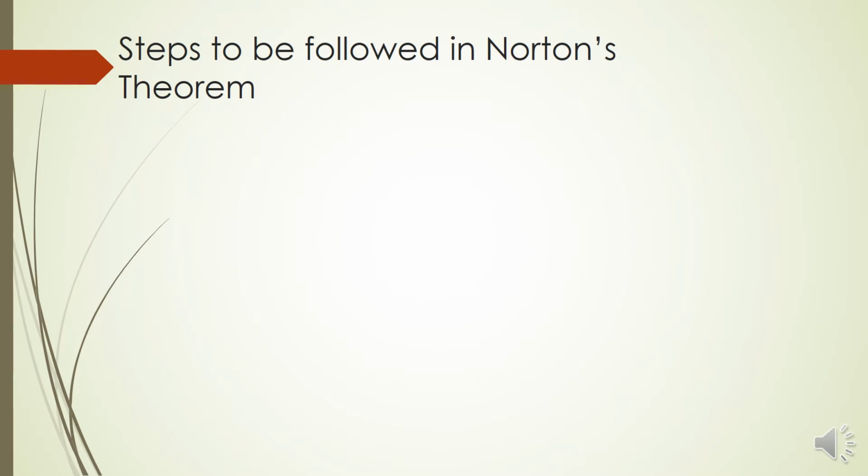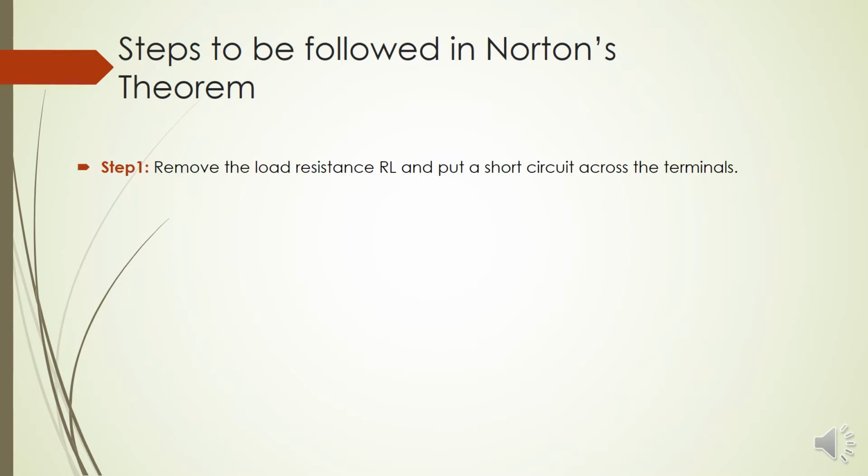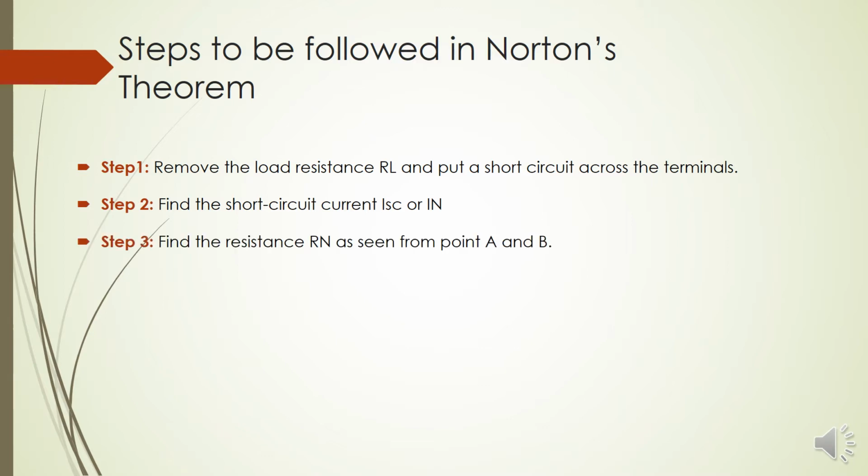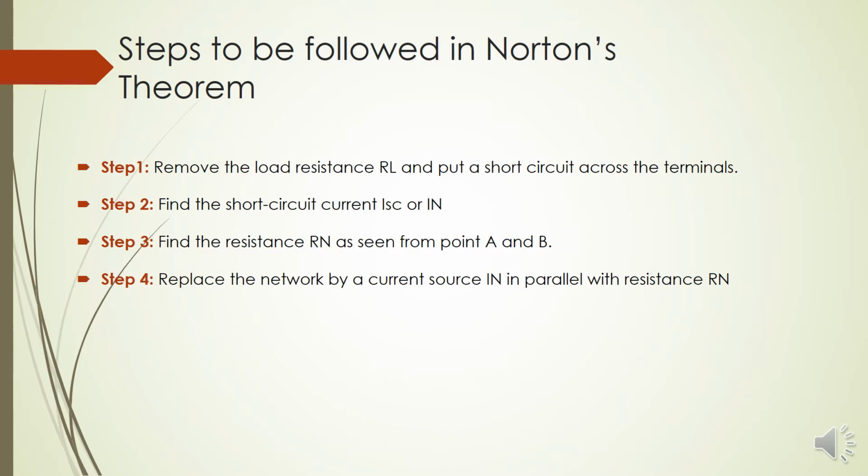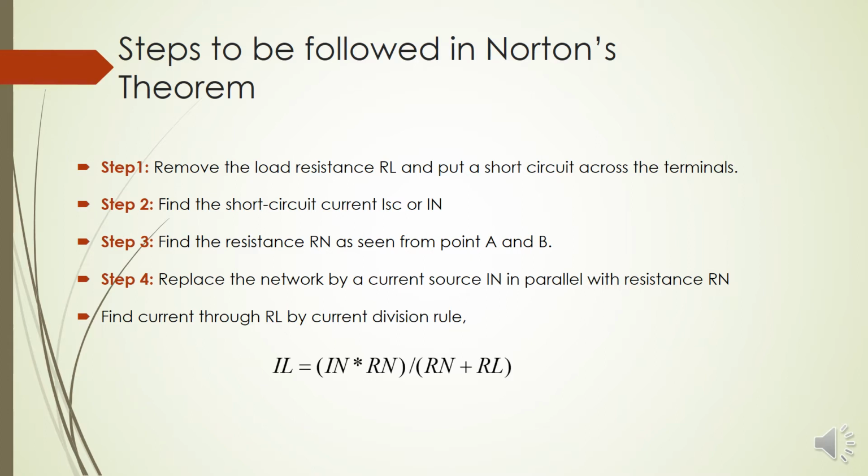Steps to be followed in Norton's theorem. Remove the load resistance RL and put a short circuit across the terminals. Find the short circuit current, that is ISC or Norton's current IN. Find the resistance Rn, called Norton's resistance, seen from points A and B. Replace the network by a current source in parallel with its resistance. Find the current through the load resistance by using the current division rule.